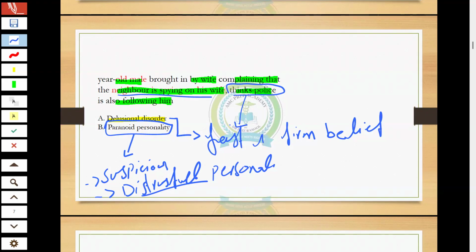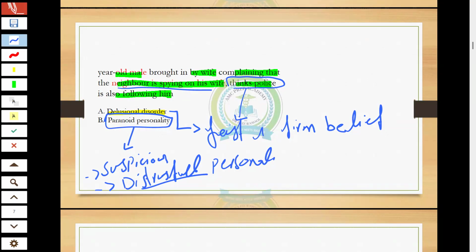So we will go with delusions. There is no reference of paranoid personality. Paranoid personality is suspicious, but a paranoid personality doesn't think that the police is also following him. So that rules out paranoid personality. The patient actually has a fixed and firm belief. Like psychotic features. In psychosis, we have hallucinations and delusions.